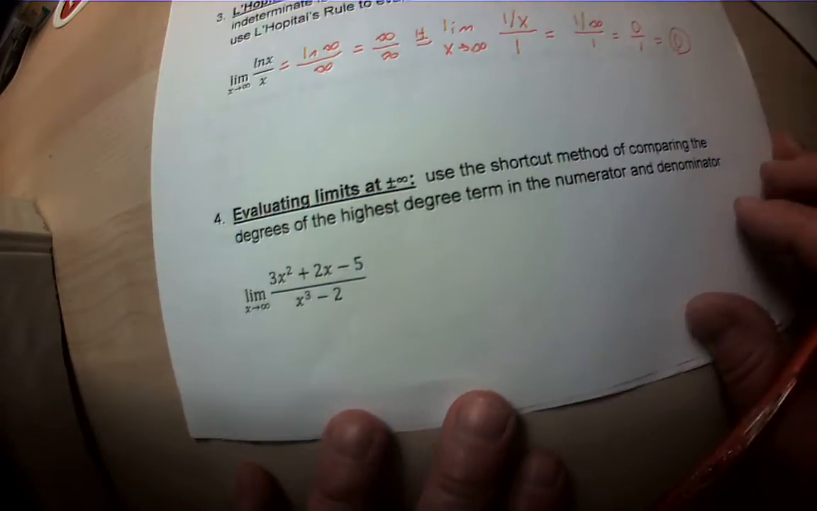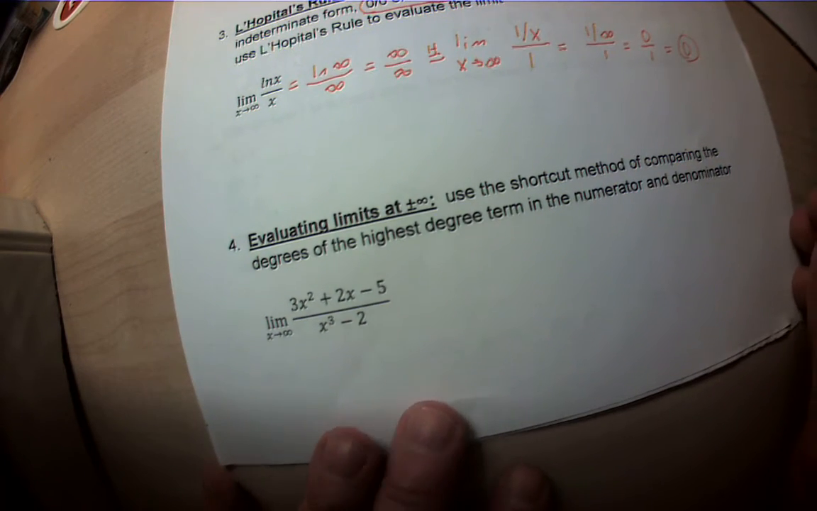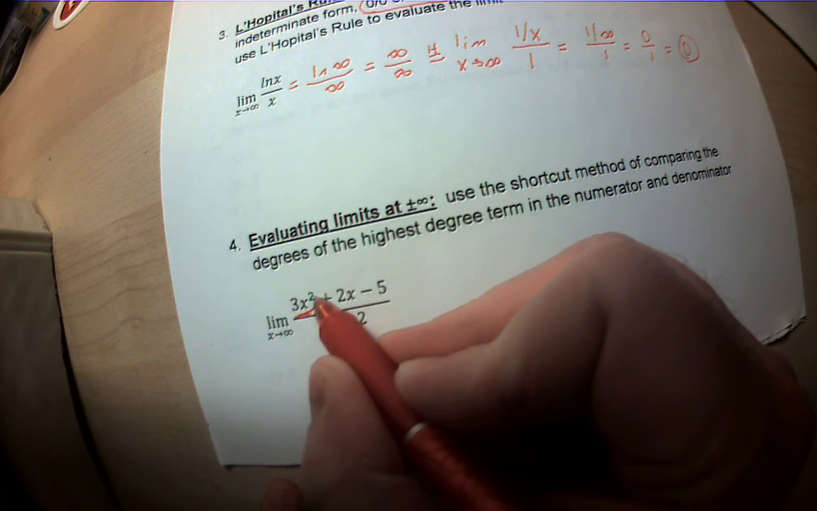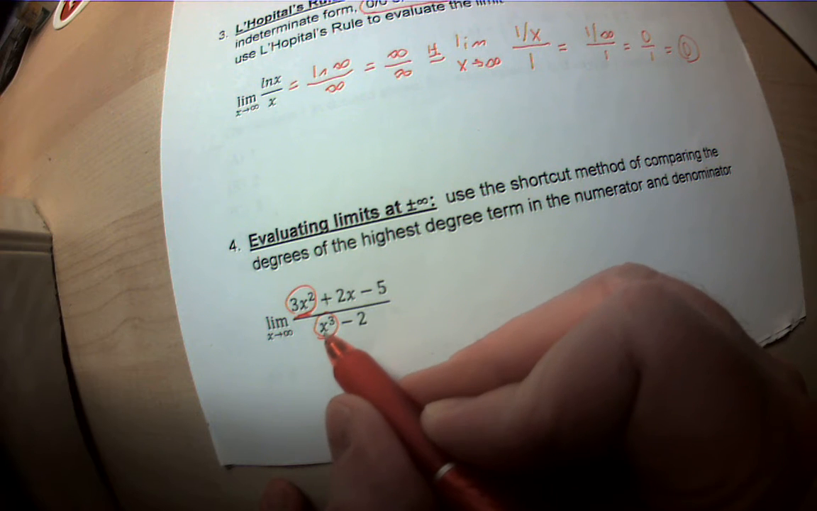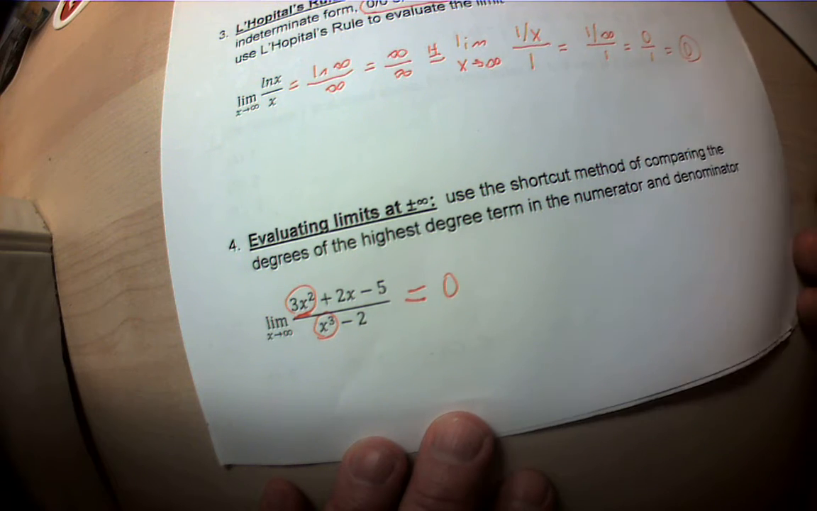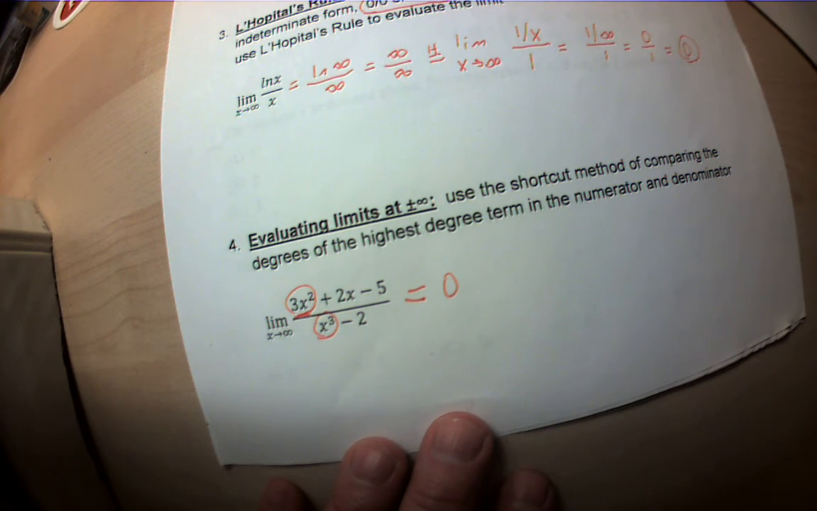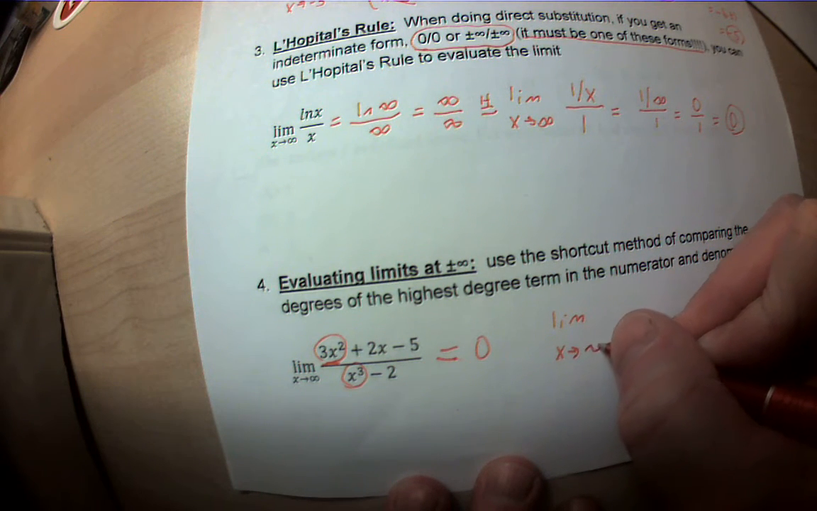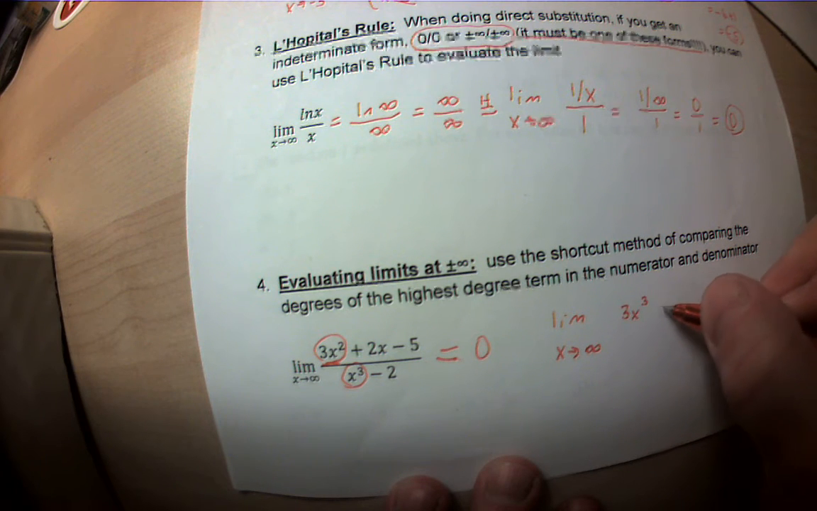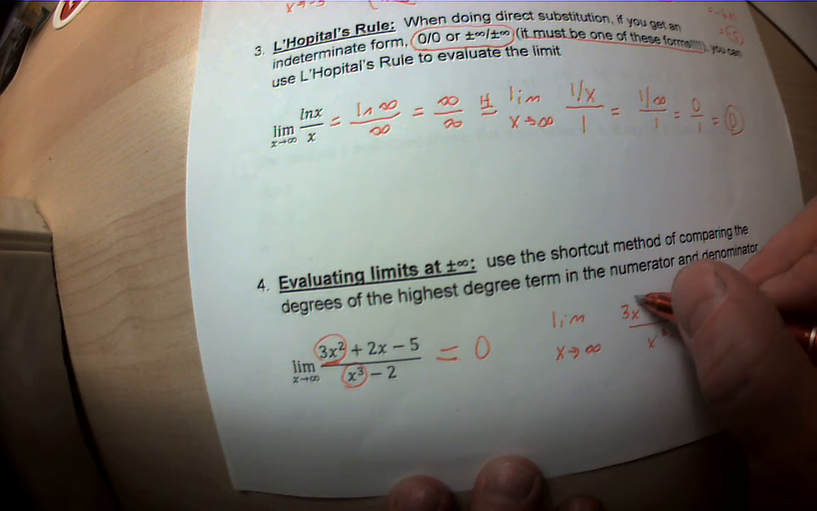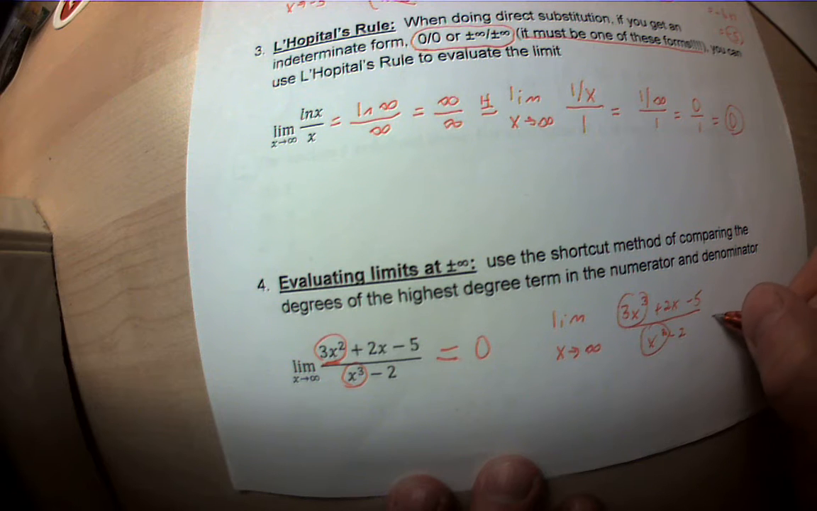As last thing with limits, evaluating limits at plus or minus infinity. Remember, the only thing that matters is the highest power terms. So if the denominator wins, this equals 0. If I had this, limit x goes to infinity, if it was 3x cubed plus 2x minus 5 over x cubed minus 2, the highest powers rule. It's a tie this time, so the limit is 3 over 1.